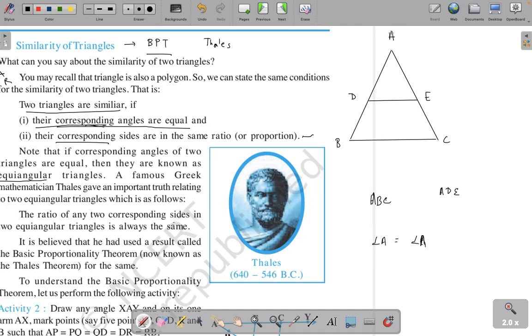Say angle A and angle A are equal in both triangles because it is the common angle. Then you have angle D equal to angle B, because these two sides are parallel. And then angle C is equal to, sorry, angle A, actually should be B. B equals D.